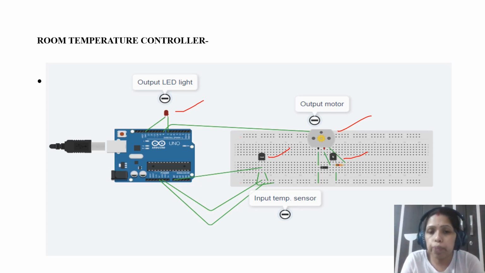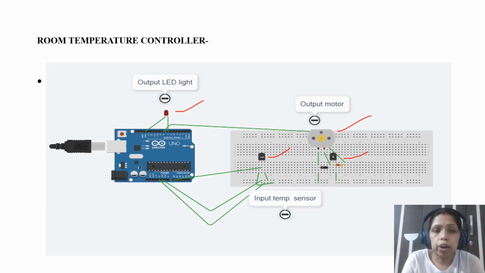So if you want to make an IoT device for controlling the room temperature, you can use the temperature sensor for detecting the temperature, and for activating the output, the fan, you can use the motor, and you can also give the warning signal by using the LED light.